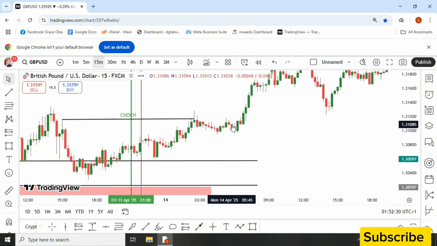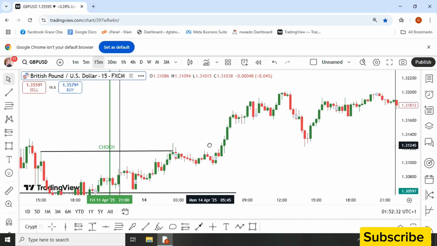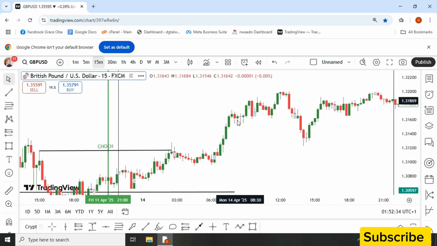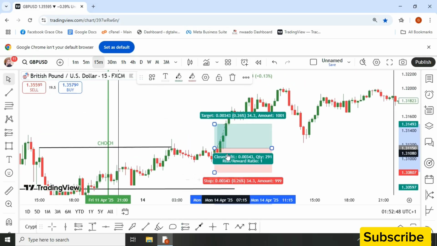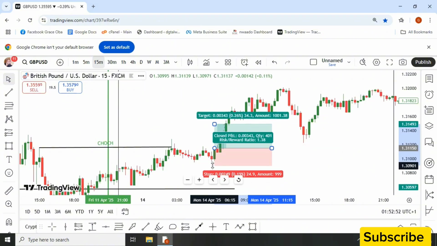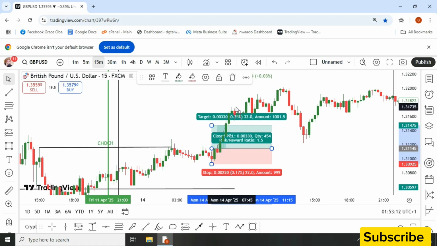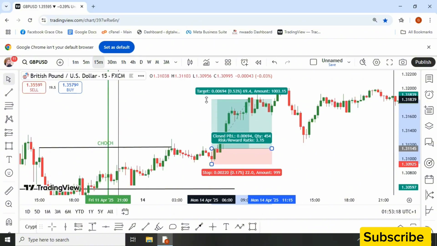So I'll use this tool to just measure out this movement. I'll be placing my SL below this block, below this down candle here, taking full TP from here, right? Or even this position here. So just mark all the way.